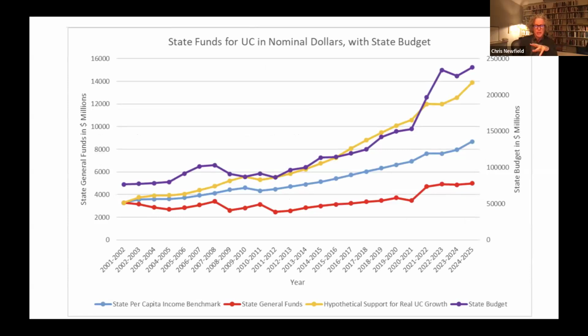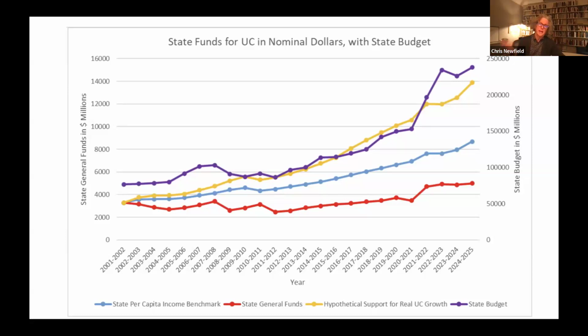The blue line is the benchmark. It goes up in relation to state per capita income. So it's meant to be a measure of the resources that California residents actually have in their pockets to spend on education or health or cars or cell phones or whatever they spend it on. The yellow line is inflated for UC enrollment growth. So it's basically the blue line just accounting for the increasing number of students that UC always has. And you can see the growth over the 21st century.